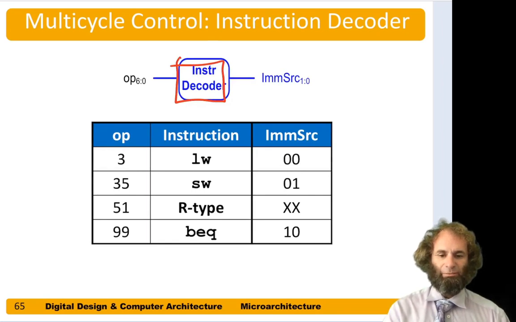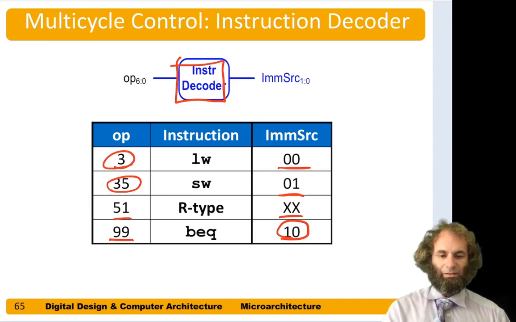Based on the type of instruction, this will put out the appropriate immediate source. So load word had an op of 3, so immediate source should be 0, 0 with that I-type format. Store word is an S-type instruction. Op is 35, and so immediate source should be 0, 1. R-type instructions don't need an immediate, so immediate sources don't care. And branch on equal has an opcode of 99, and so the immediate source would be 1, 0.